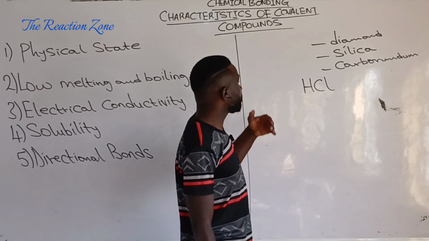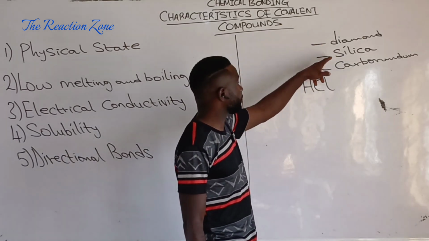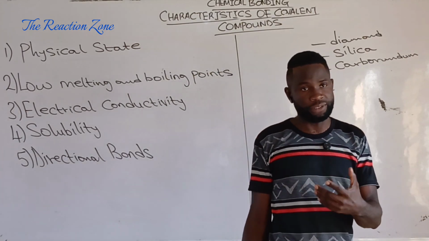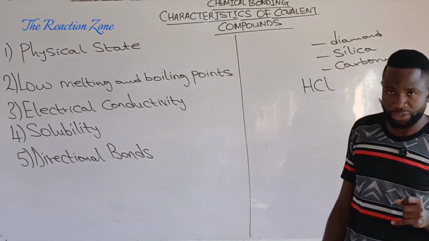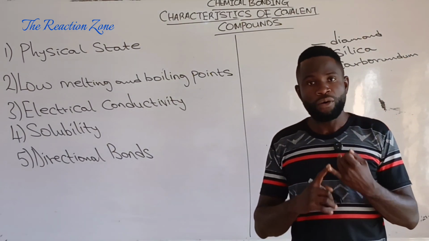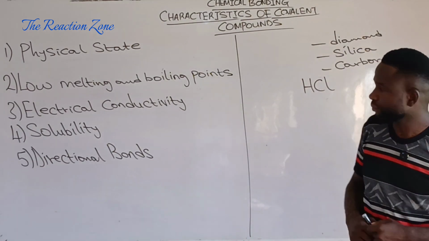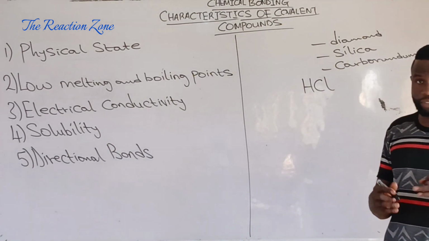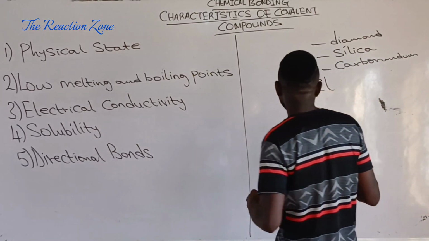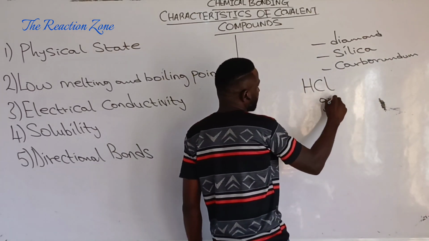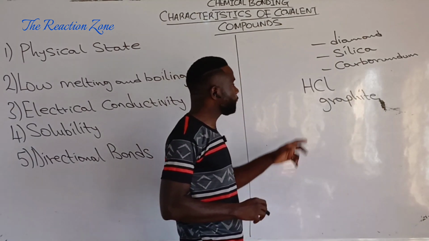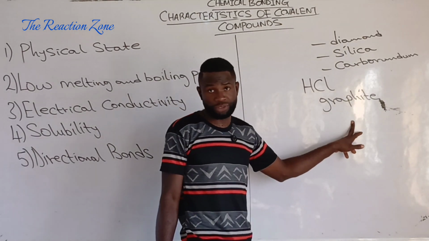Giant covalent structures such as diamond, silica, and carborundum are poor conductors of electricity, and this is because they neither have charges nor mobile electrons. As a result, they are not capable of conducting electricity. Another covalent compound, graphite, is capable of conducting electricity because it has free or mobile electrons.